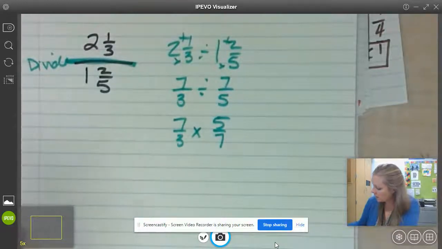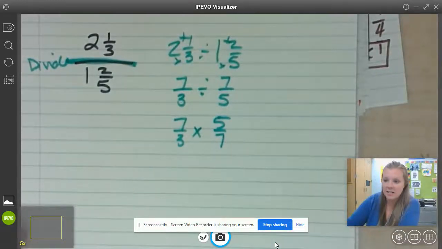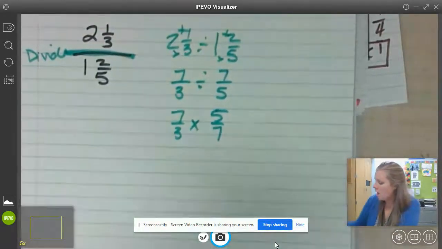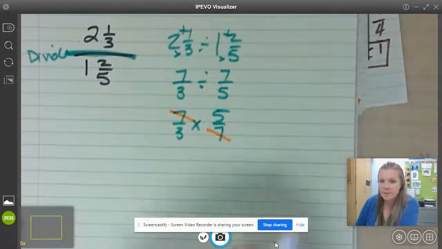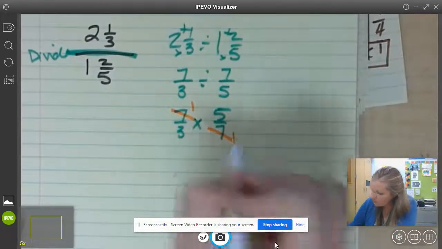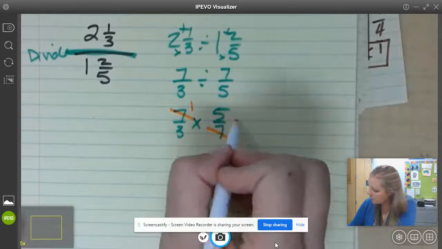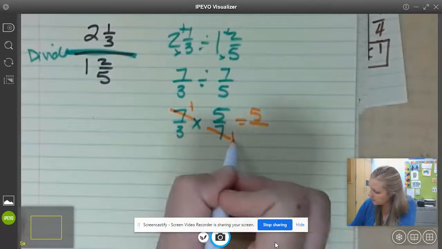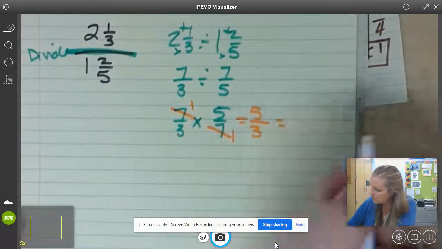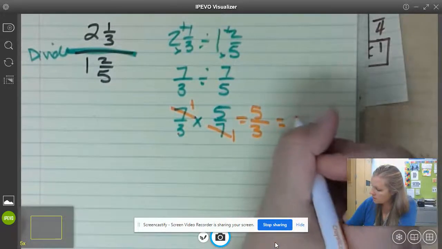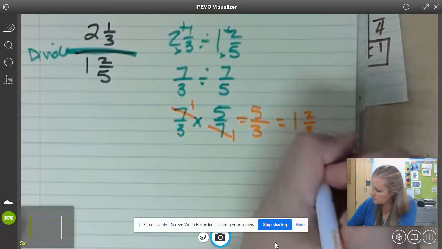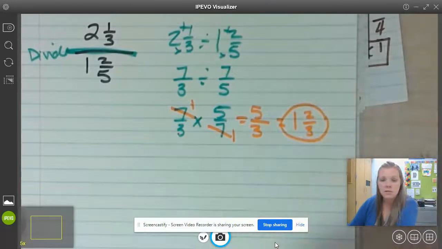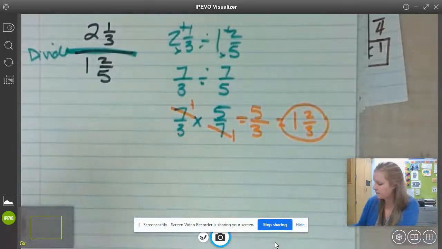And then I try to cross cancel. And this time I can cross cancel, which is helpful. I notice that the 7s are the same. 7 divided by 7 is 1. 7 divided by 7 is 1. And then we do top times top. 1 times 5 is 5. Over bottom times bottom. 3 times 1 is 3. And then 3 goes into 5 once with 2 left over. So that's my final answer.